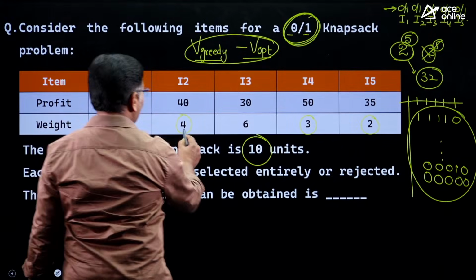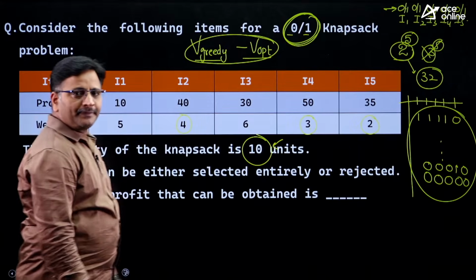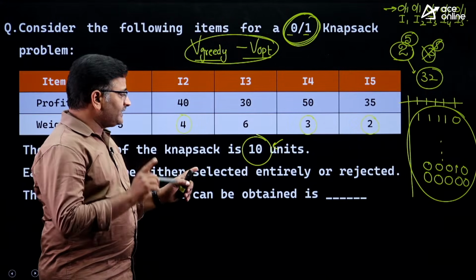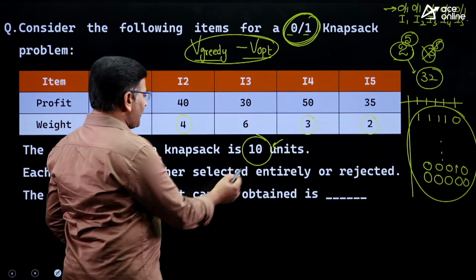So 4 plus 3 is 7, 7 plus 2 is 9. Knapsack capacity is 10. In a 0/1 knapsack problem there is a possibility that the knapsack still contains some space. So the knapsack weight used is 9.